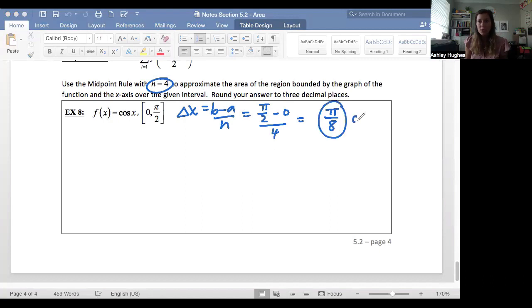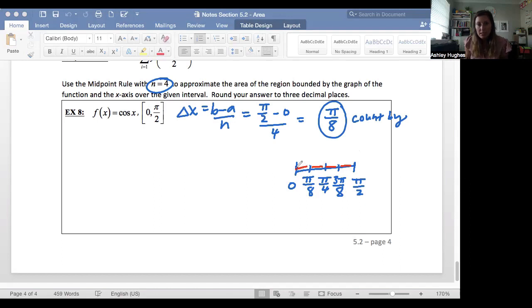This tells you what you count by. It's the width of your rectangles. I always draw a little number line with where I'm starting, 0, and then where I'm ending, and I count by whatever my delta x is. So I count by pi over 8. So here's 1 pi over 8. If I say 2 pi over 8, that would be pi over 4. And then 3 pi over 8 here, and then 4 pi over 8 would be here. And then I go back and count, do I have 4 subintervals? 1, 2, 3, 4. Yes, I do. That means that we did this correctly.